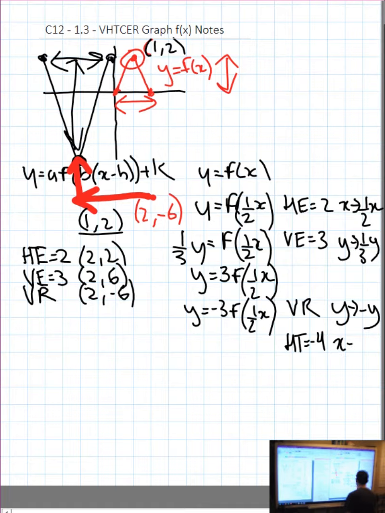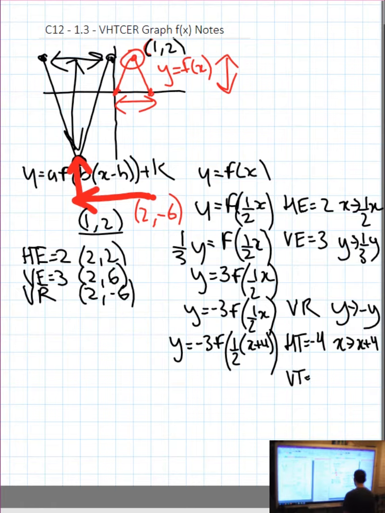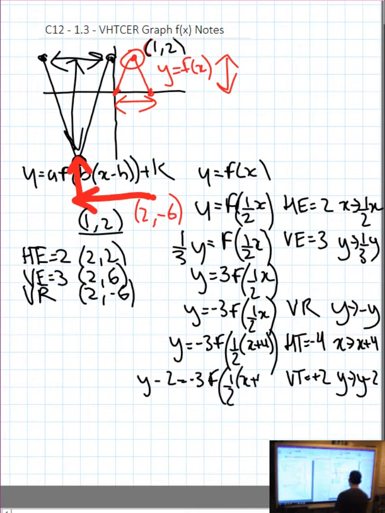And I'm going to take x and I'm going to make it x plus 4. Then I'm going to substitute that in. So y equals -3f. And remember, I'm going to substitute with brackets x plus 4. And then I want to go up 2, so that's a vertical translation equaling +2. And I'm going to say y, and I'm going to make it y minus 2, so I'll say y minus 2 equals negative 3 f of 1/2 x plus 4. And as you can see in the notes, I've added the 2 to both sides, but just to frustrate some of you, I'm just going to leave the negative 2 on that side because that's where I'd prefer it. And that's the new equation of this new graph of f of x.